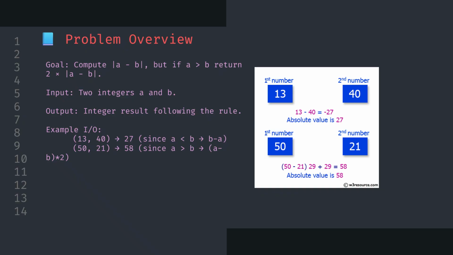The rule is straightforward. Normally, you want the absolute difference between two numbers, but we add a simple conditional twist. If the first number is greater than the second, we double that difference. This kind of conditional arithmetic is common in small utility functions and interview-style problems.